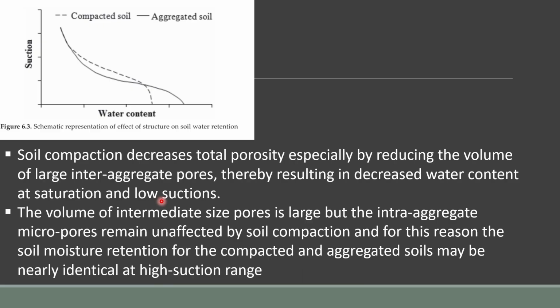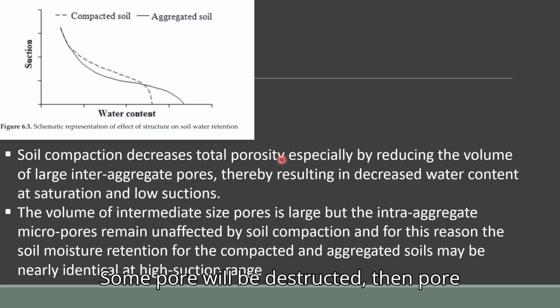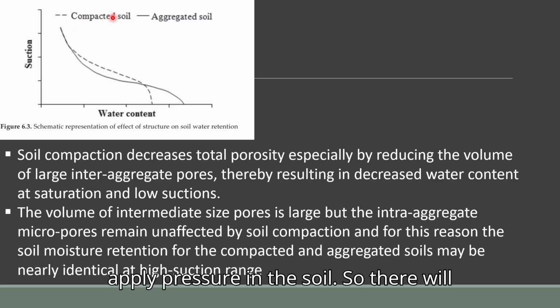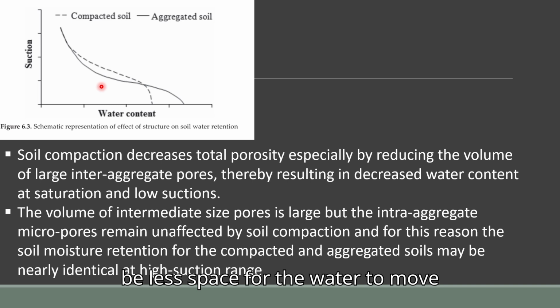When we apply pressure on the soil surface, there will be a change in the arrangement of pores. Some pores will be destroyed, then pore size will decrease. That means total porosity of the soil will be decreased. So the large pores, that is macropores, will be destroyed when we compact a soil, when we apply pressure in the soil. So there will be less space for the water to move through.